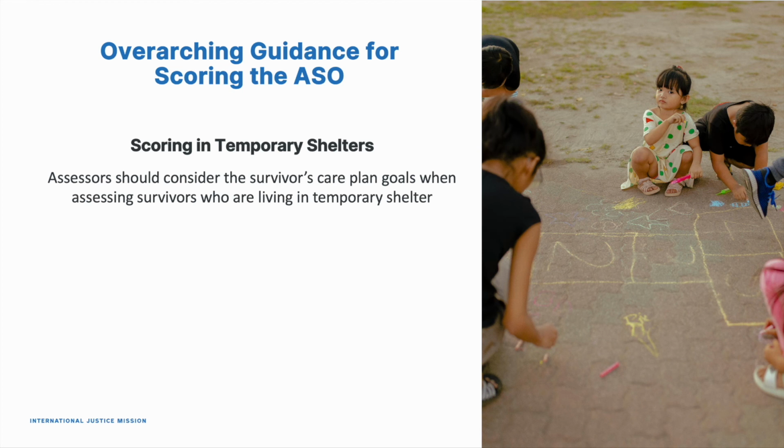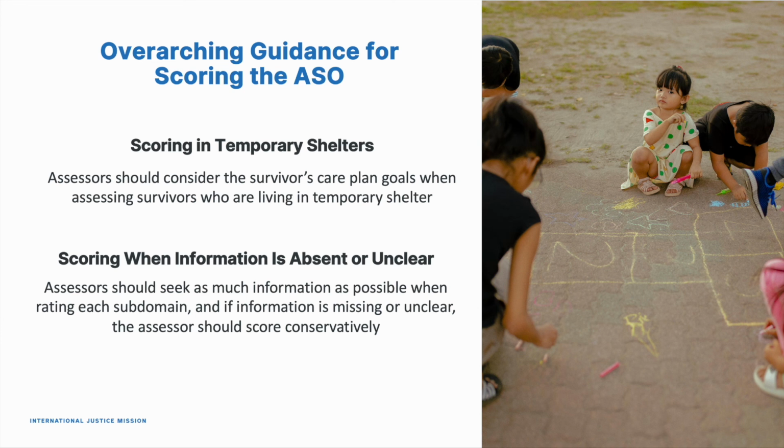Scoring when information is absent or unclear. Assessors should seek as much information as possible when rating each subdomain. And if information is missing or unclear, the assessor should score conservatively, lower rather than higher. Marking the survivor with a score of 2 or lower indicates that the survivor remains vulnerable in that subdomain.